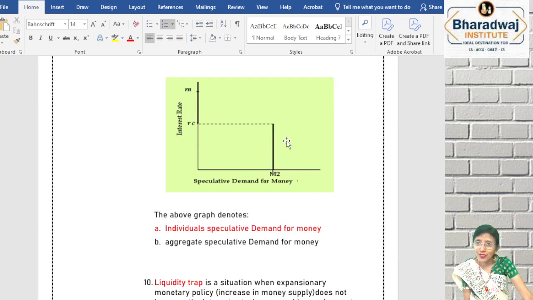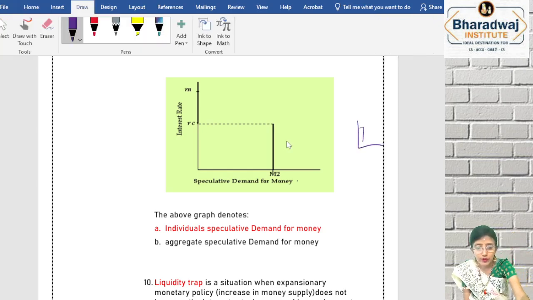Individual speculative demand for money. The other one, no, that is aggregate, it will be like this, like one demand curve. It will be like this. That is aggregate. Okay.